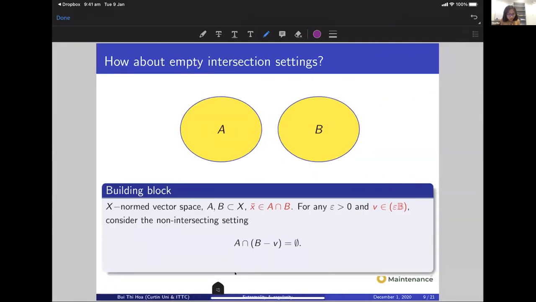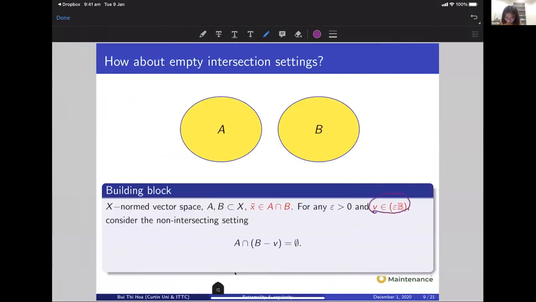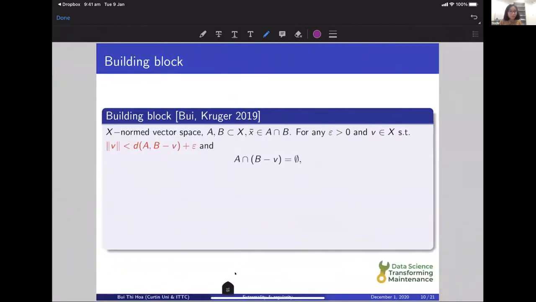If we consider the building block again, we will see that this condition is required: V is actually small, because the norm of V must be less than epsilon. That is why the building block here doesn't work for this case. So we have to update the building block so that it can cover the empty intersection as well, and give us more freedom. So instead of considering V small, we allow V to be as big as it can, but not bigger than the distance between the set A and the set B with that translation. And of course, we need the empty intersection as well.